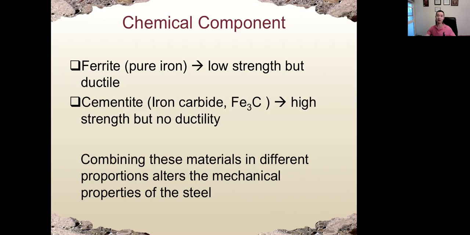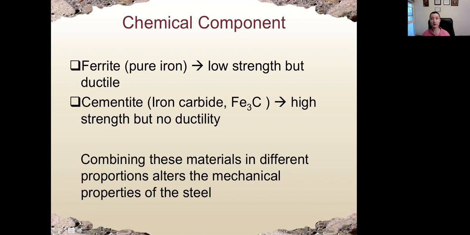Right. So let's look at the chemical components of reinforcement, steel reinforcement. We have basically two components. Ferrite, which is pure iron. So pure iron has lower strength, but is more ductile compared to the other component, which is cementite. Okay. Cementite is also called iron carbide. It's Fe3C, iron with carbon. Okay.